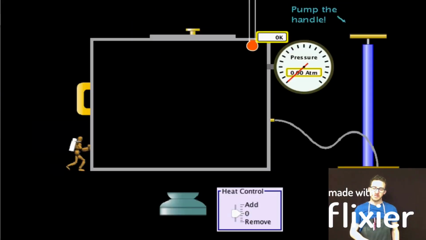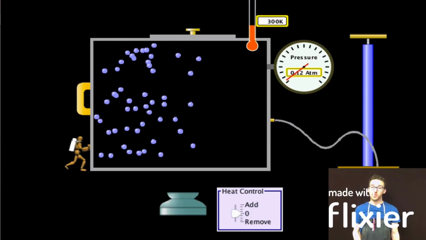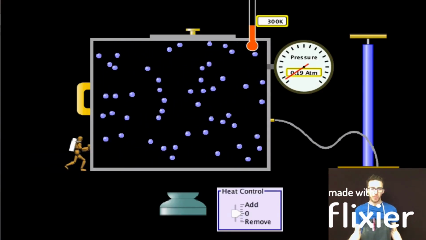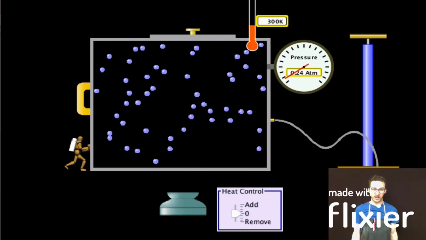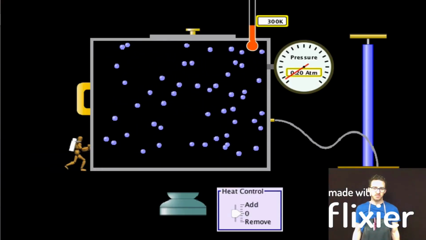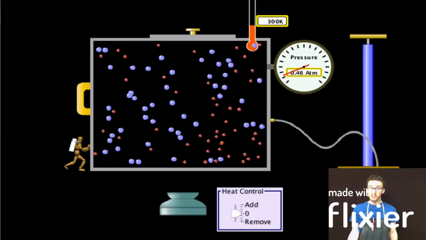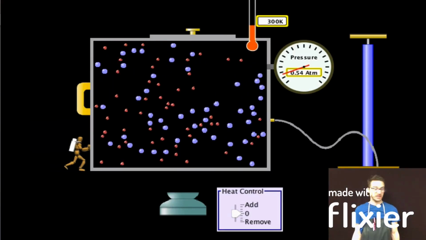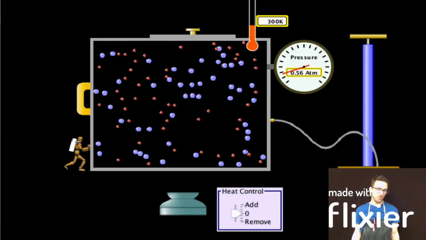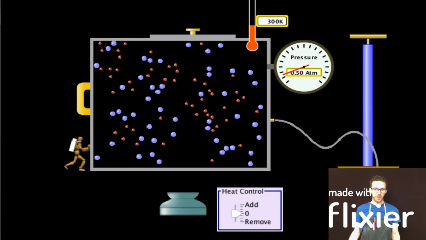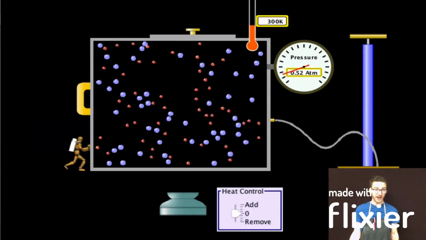So let's take a look at this simulation one more time. Let's say I were to put 50 molecules of this heavy species, this purple gas, into the container. Note that the pressure is about 0.2, 0.3 atmospheres. If I add an equal amount of a different gas, notice that the pressure roughly doubles. Half of that pressure is coming from the purple gas, the other half is coming from the red gas.